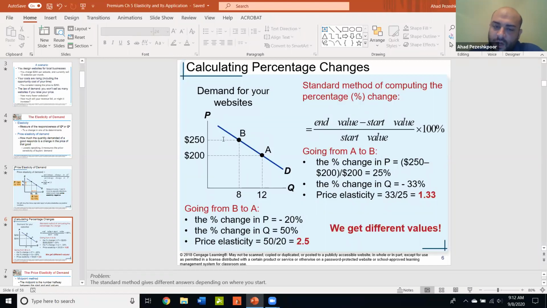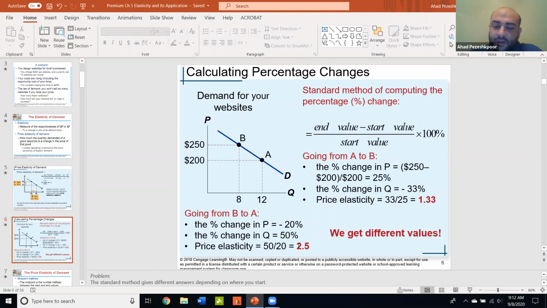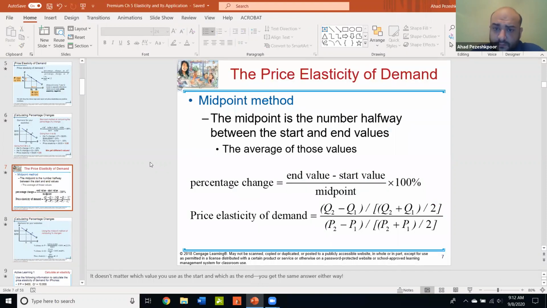You do it for prices and you do it for quantities. You have the two numbers, and then you divide the percentage change in quantity over the percentage change in price. And there you go, you have your elasticity. We'll do it in class in detail. Now, the midpoint is the number halfway between the start and end value, the average of those numbers, and we can use this method to find the midpoint value.